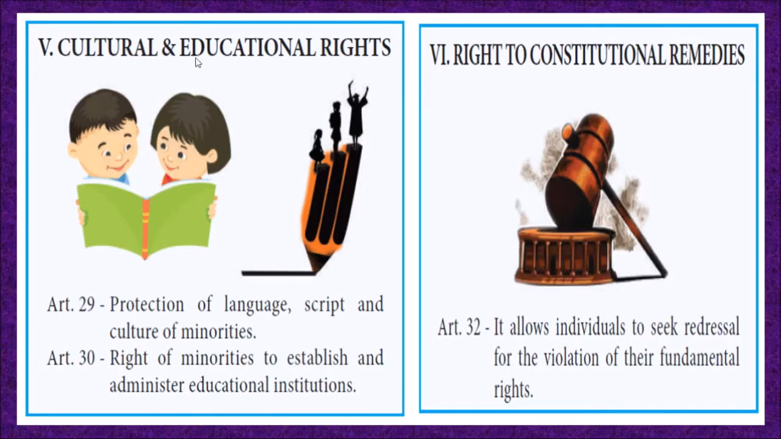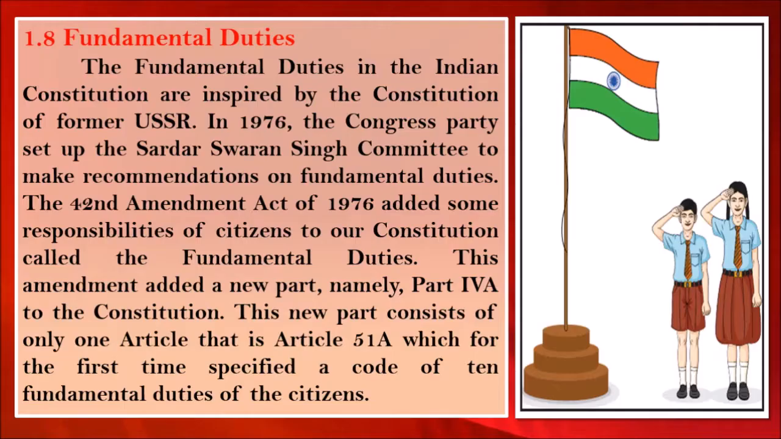Next, the fifth one, cultural and educational rights. Article 29, protection of language, script and culture of minorities. Article 30, right of minorities to establish and administer educational institutions. Sixth, right to constitutional remedies. Article 32 allows individuals to seek redressal for the violation of their fundamental rights.